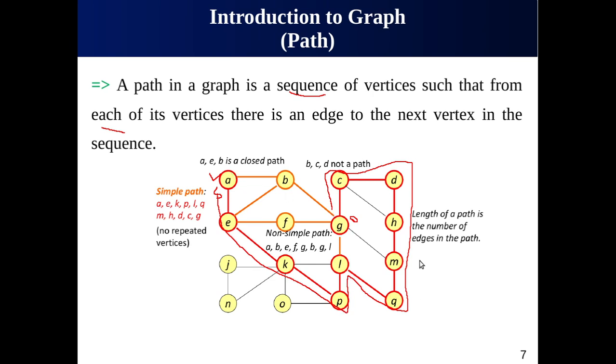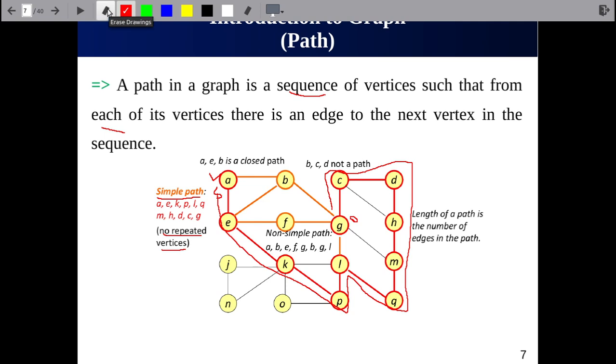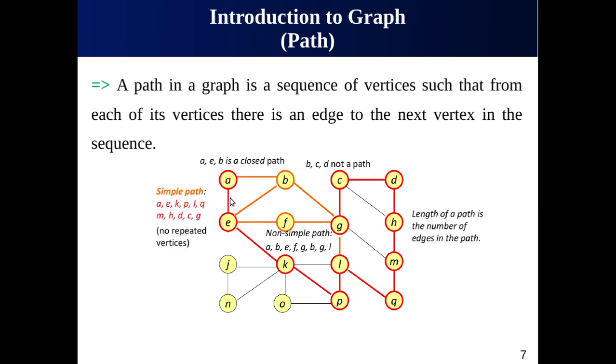This type of path is known as a simple path. And the definition of a simple path is very simple as well. If a path has no repeated vertex, then it is known as a simple path. Any path which does not have a repeated vertex, or you can say a repeated node, is known as a simple path. And this is an example of a simple path.